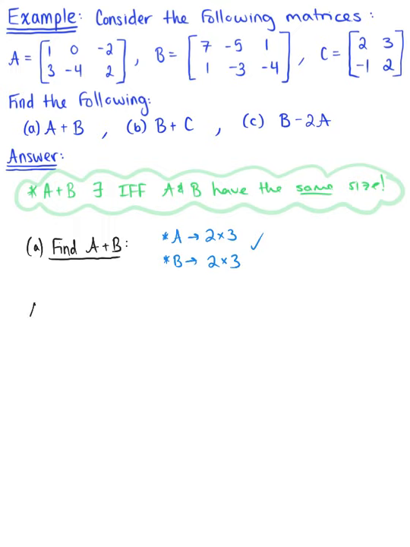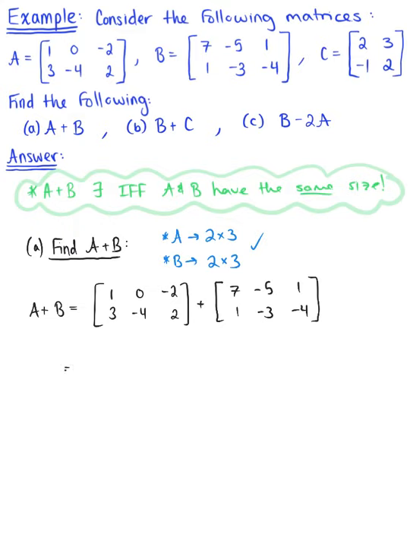So finding the sum, we have matrix A plus matrix B. So matrix A is given to us with the column vectors 1, 3, 0, negative 4, negative 2, 2. And now we're adding matrix B, which has column vectors 7, 1, negative 5, negative 3, 1, negative 4. And so again, in order to combine these two matrices, we want to add up their corresponding column vectors.